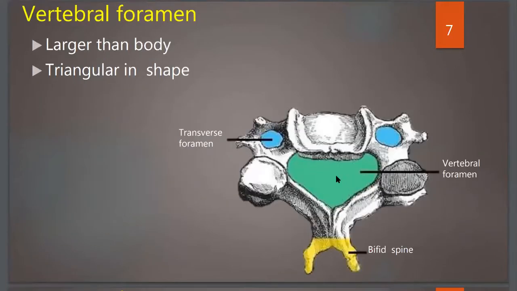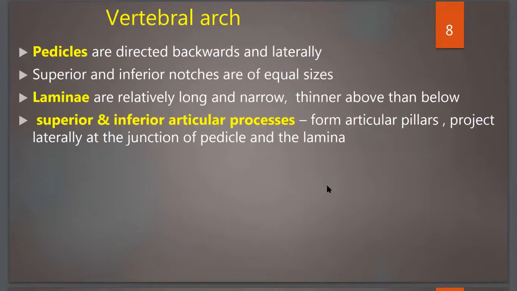Now see here, this is the vertebral foramen, which is quite larger than the body. It is triangular in shape. It is so big because it has to allow the spinal cord to pass, and it is accommodating the cervical enlargement of the spinal cord. Hence it is quite wide when you compare it with the other parts of the vertebral column.